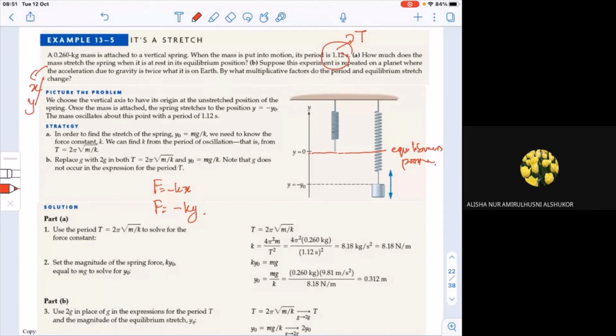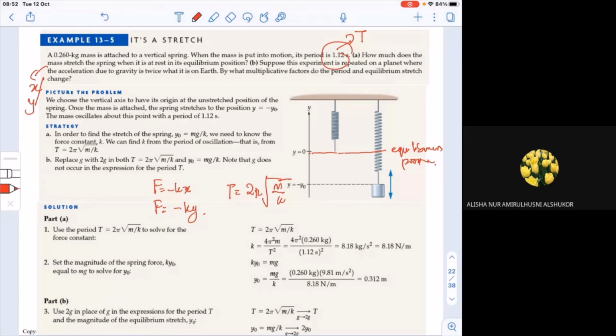So we have learned that T equals 2 pi times the square root of m over k. This is the formula of the period, using mass and the spring constant. So our job is to find K. What is K?